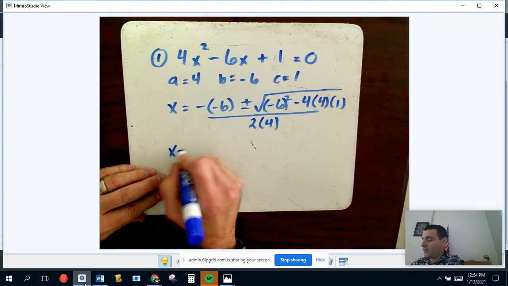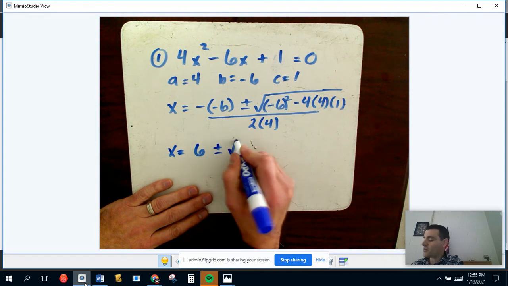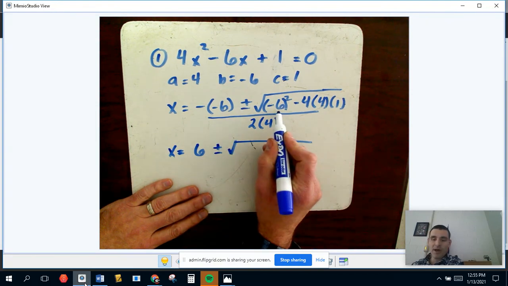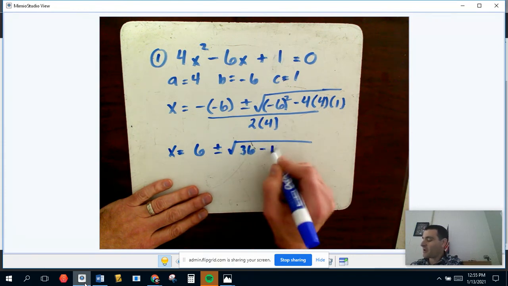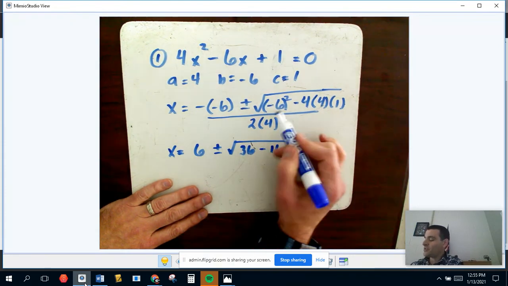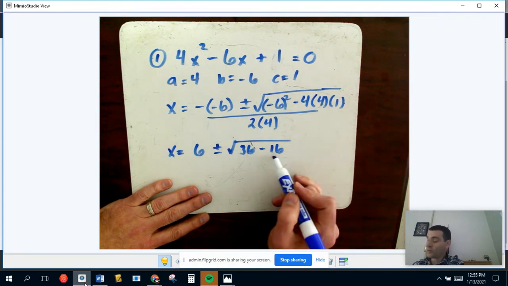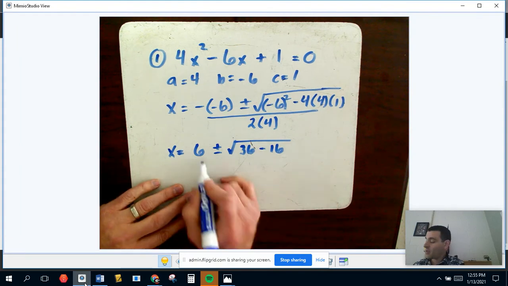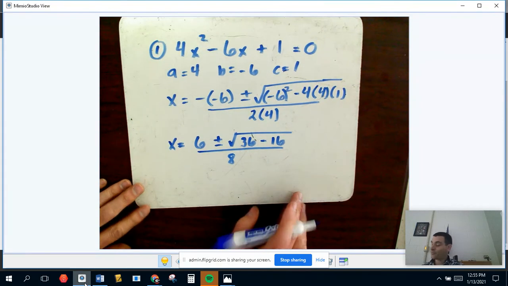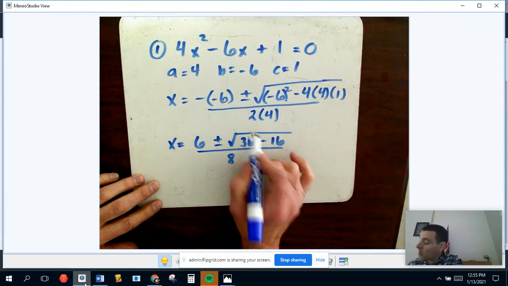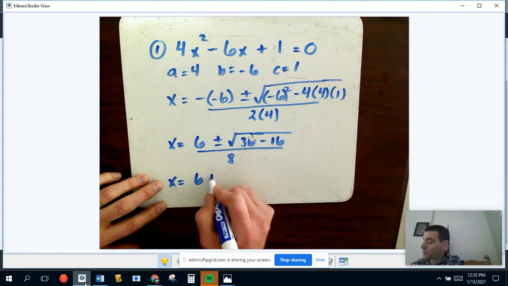All right, so -6, that's +6, plus or minus the square root of. Remember, this is always positive right here. Now, you may just go on the calculator and do this all at once. I'll break it up a little bit, but it's 36, not -36. 36 minus 4 times 4 times 1, which is 16, all divided by 8. And this is a good one. It's got a little bit of everything in it. 36 minus 16 is 20.